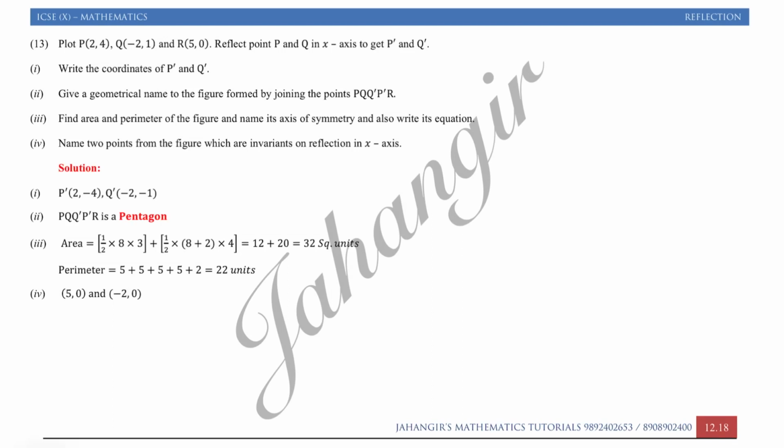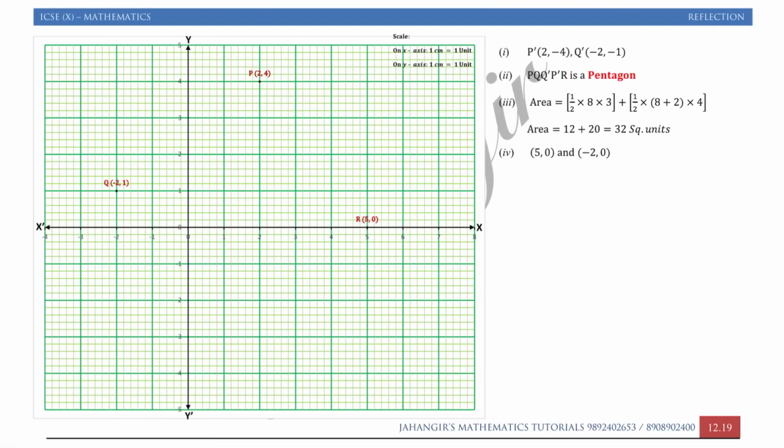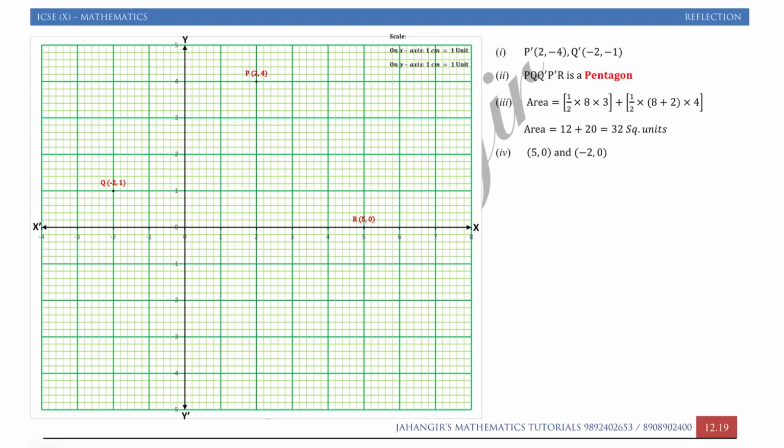Question number 13. Plot points P (2, 4), Q and R. Reflect PQ in the x-axis to get points P' and Q'. Write down the coordinates. Let's read and start drawing. So the axis is already drawn, x-axis X', y-axis Y'. Scale is written. So first we are plotting point P (2, 4). Second, Q (-2, 1). Third point is (5, 0), which is on the x-axis.